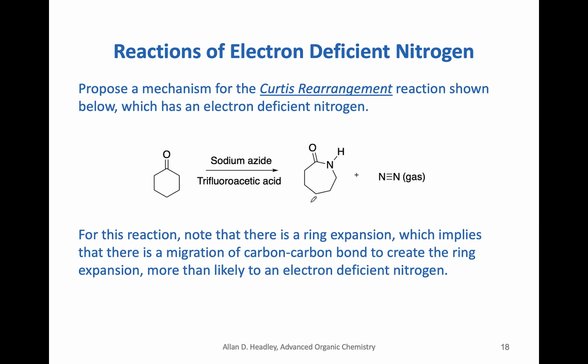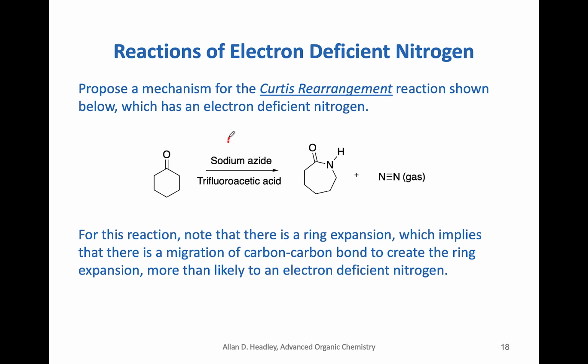Let us look at an application of this. As I mentioned earlier, the Curtius rearrangement. I don't think I mentioned that, but this type of rearrangement is not the Beckmann. The Beckmann is for the oxime. This is the Curtius rearrangement for the azide. So we have sodium azide here.